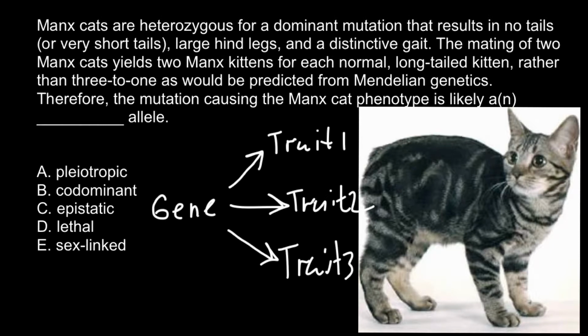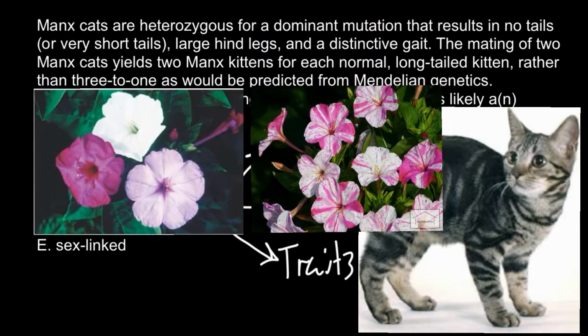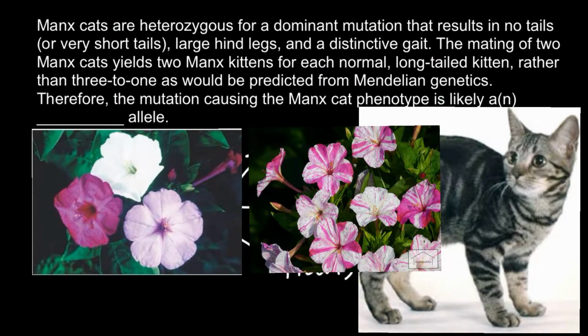Another variant of the answer would be codominant. Can this be explained by codominance? Here I have a picture that would help me to explain. We have a trait, color, which can be red, white, or pink. On this picture we see a classical example of incomplete dominance, and in a minute I will explain what codominance is.